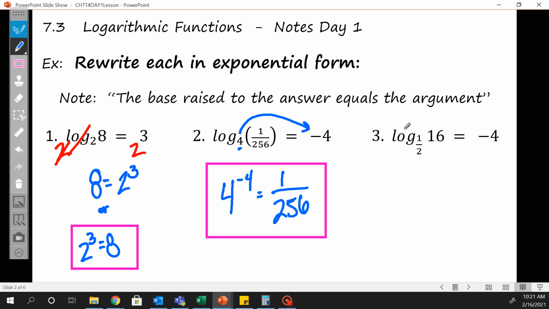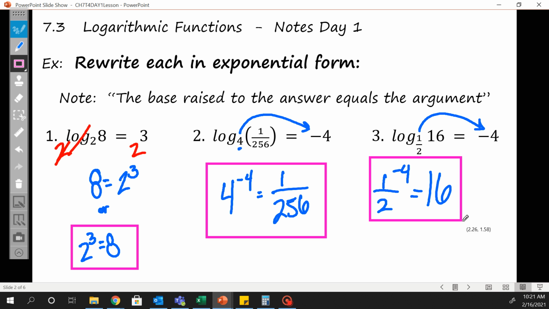Number 3, log with the base of 1/2 of 16 equals negative 4. So this is asking 1/2 raised to what power is 16? Well, 1/2 raised to the negative 4th power is equal to 16. So this is how we go from log form to exponent form. All of these started in log form, they are now in exponent form.